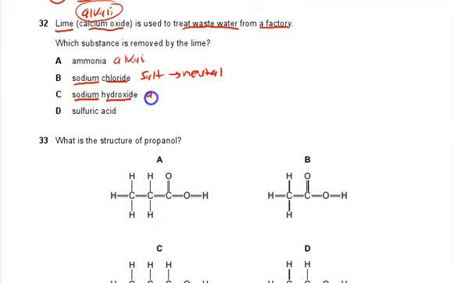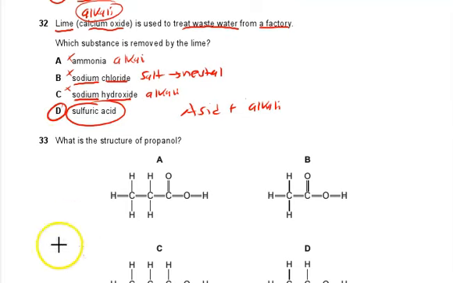Sodium hydroxide is also an alkali. So these three, A, B, C, there is no effect with lime. But sulfuric acid is yes, because acid plus base or alkali, you will have a neutralization process there. Okay, so your answer is D here.